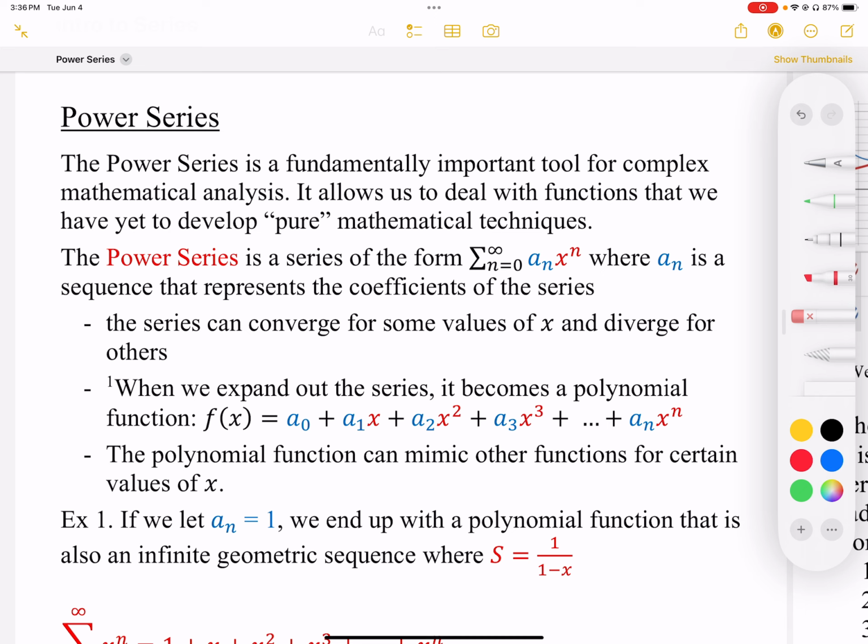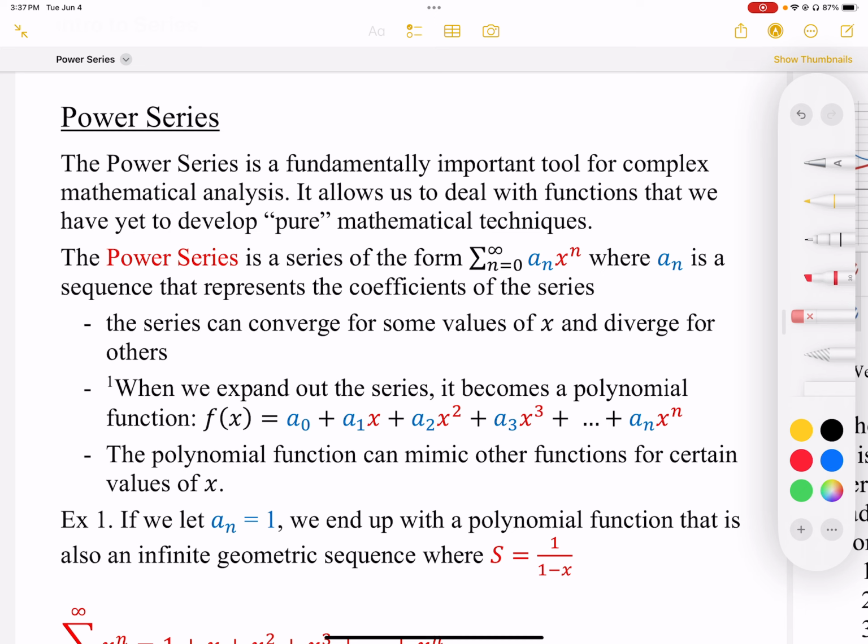Now, these power series are polynomial series, and they're built of two parts. They're built of an a_n part, which is an n sequence or a coefficient part, and then also an x^n part, which is our power series or the polynomial part of that. So these two parts together make a power series.